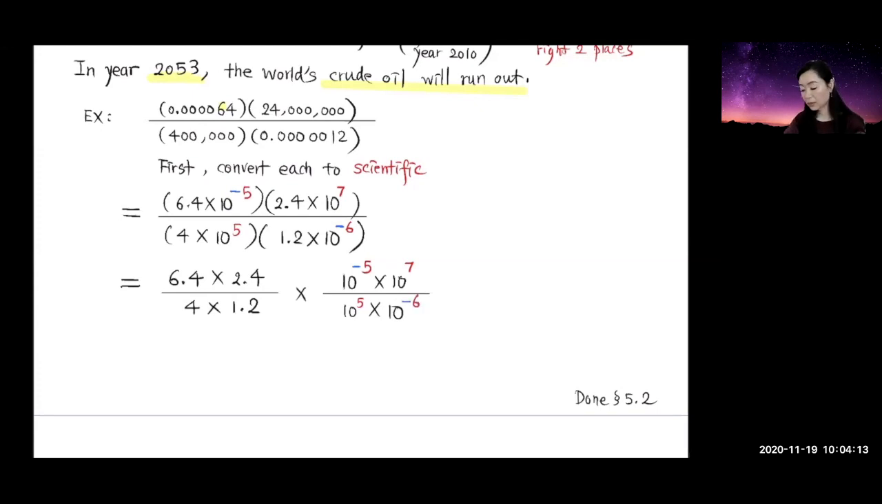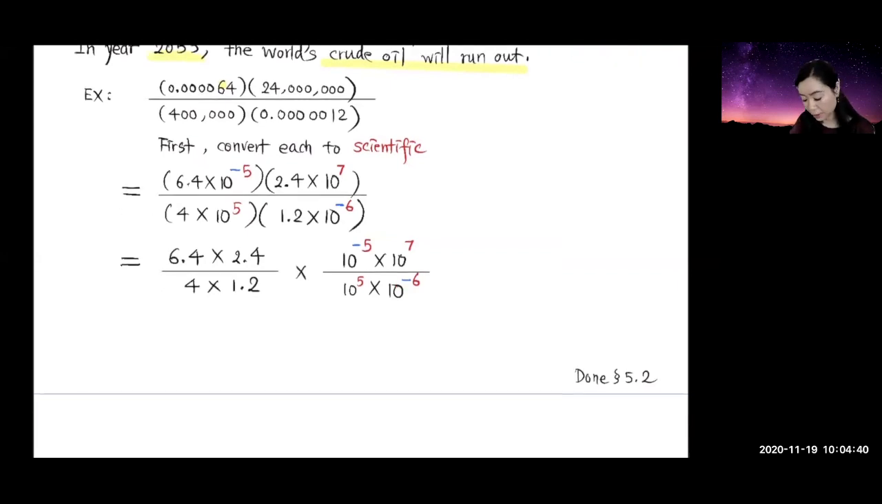So what I have done over here, you put this part, those are not powers of 10. Because multiplication is commutative, you put them together. So 6.4 times 2.4 and then divide by 4 times 1.2. That's the first part. And then this part here, you have those powers of 10. Now do the calculation. This part is going to turn out to be 3.2. And then this part over here, let's think about this.